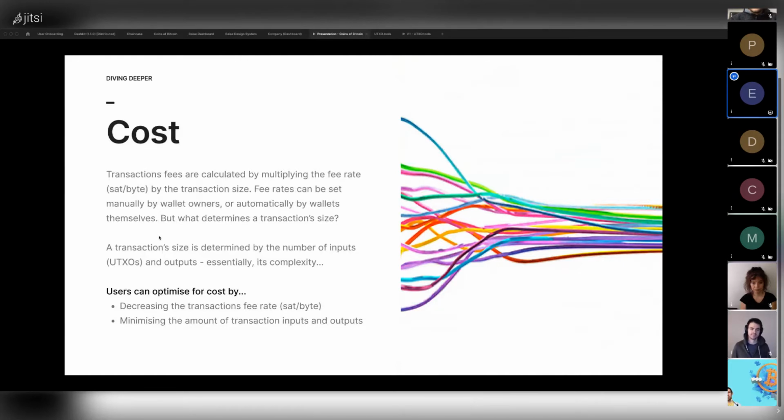So the way that we can optimize for lower fees is obviously by decreasing the fee rate, and then minimizing the amount of transaction inputs. I'd probably give some sort of analogy to help people understand here: if you imagine you're paying for your groceries in a store, because it took me a while to get my head around the complexity of transactions and what actually determines the transaction fee, or the byte size of a transaction.